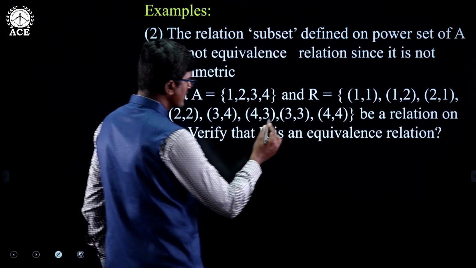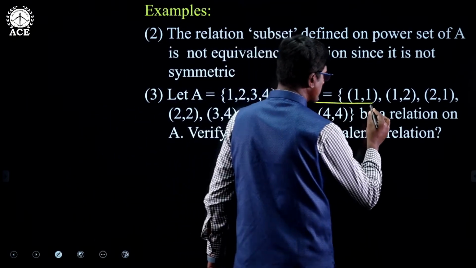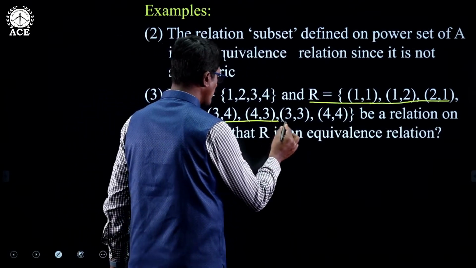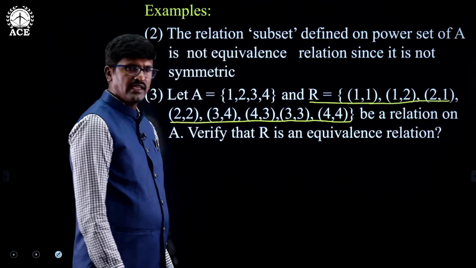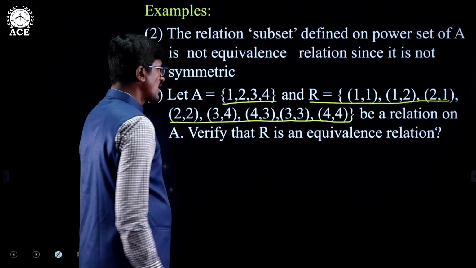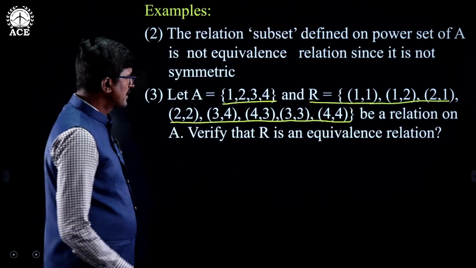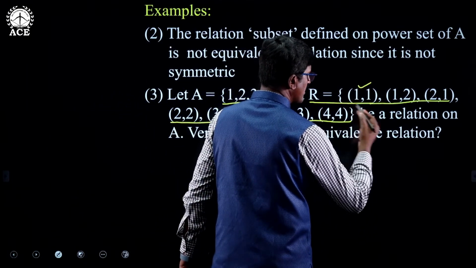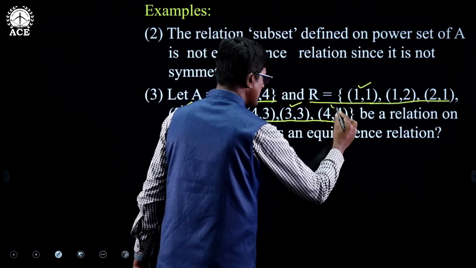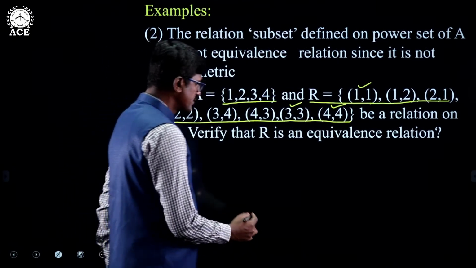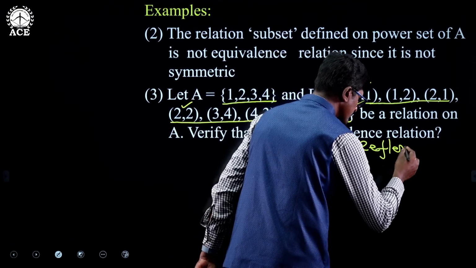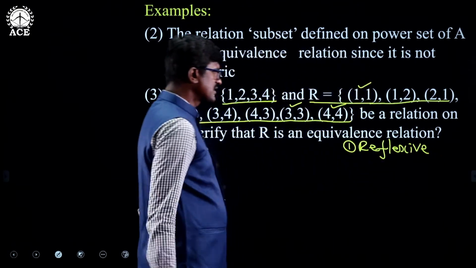So this is the relation R = {(1,1), (1,2), (2,1), (2,2), (3,4), (4,3), (3,3), (4,4)} defined on the set A, where A = {1, 2, 3, 4}. If you observe, there is (1,1), (2,2), (3,3), and (4,4). Therefore, this relation is satisfying the reflexive property. So the relation is reflexive.